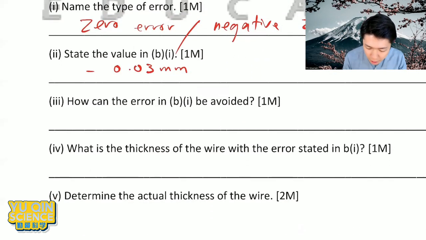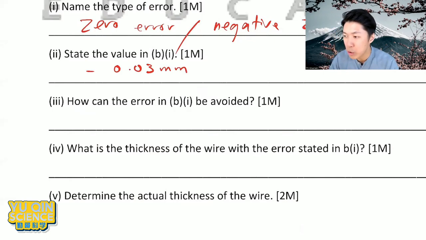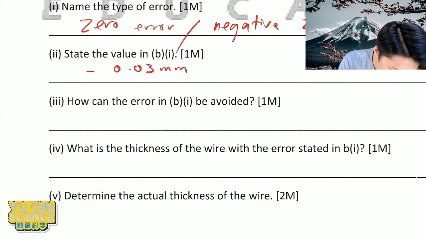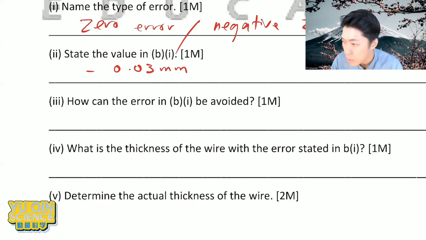Okay, like next one. How can the error be avoided? Okay, the only way to do this is we need to minus off the zero error. That's it. Okay, cool. We will say deducting the value of zero error. That means we want to minus it off. Okay, everybody. Number 3, how can the error in B1 be avoided? By deducting, which means to minus off, the value of zero error.